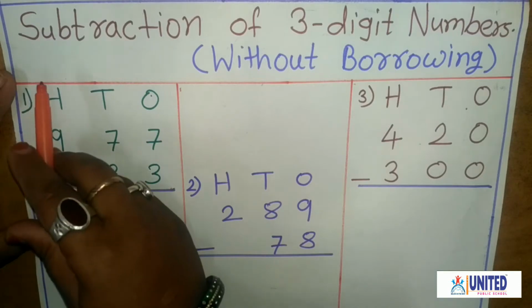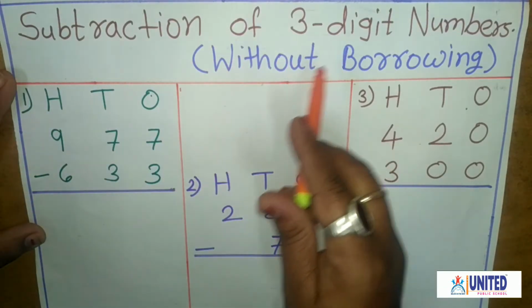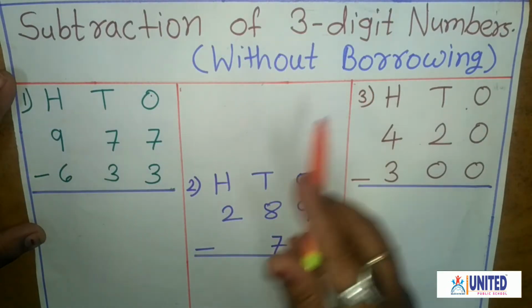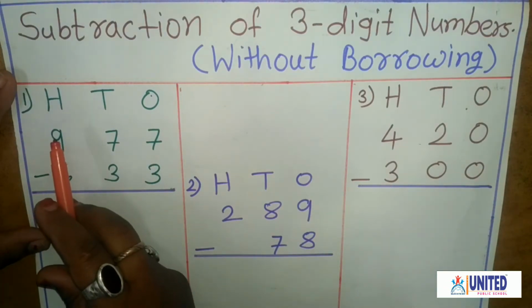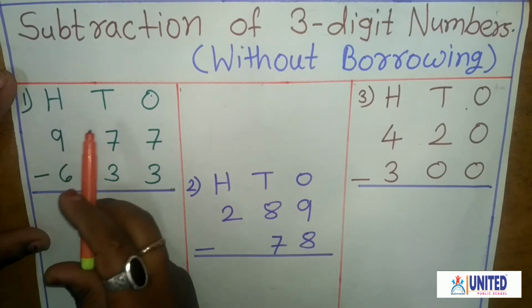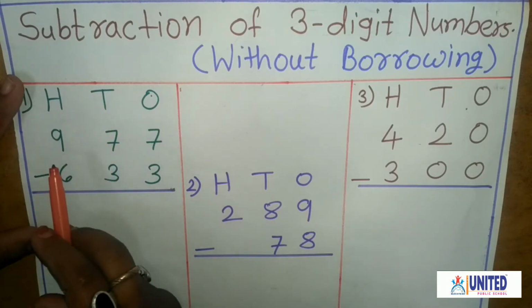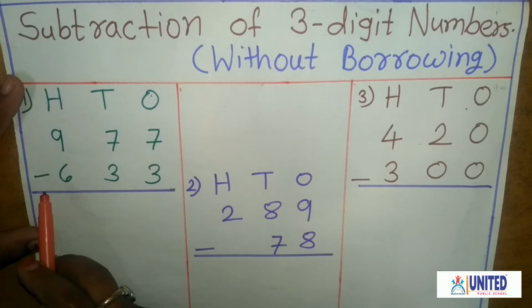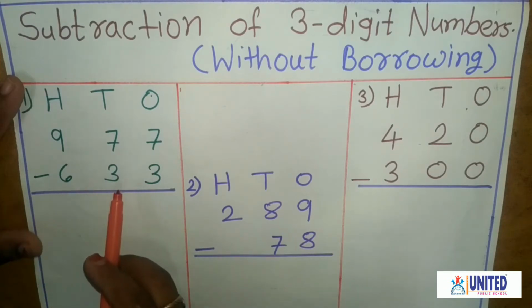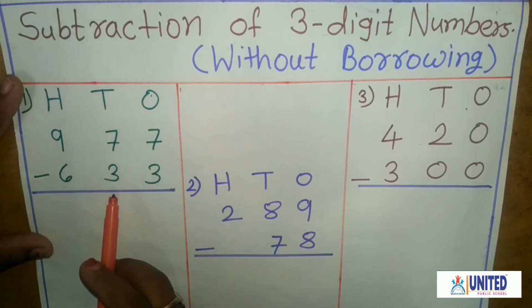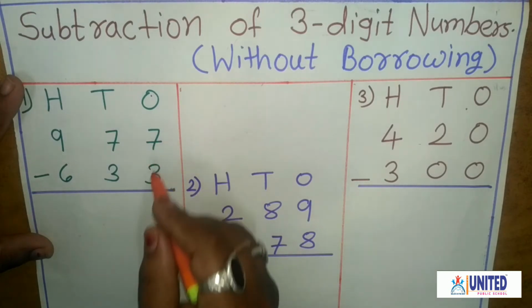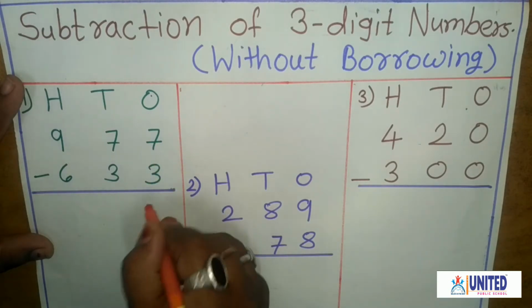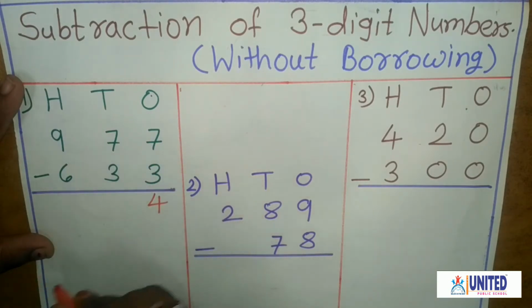Okay students, see subtraction of 3-digit numbers without borrowing. Okay, let's see how to solve. First of all, 3 digits are there, so there are 3 columns: hundreds, tens and ones. 977 minus 633. Whenever we start the subtraction, always start from the ones column. In the ones column, the numbers are 7 and 3. So 7 minus 3 is what? 4. So write down the 4.